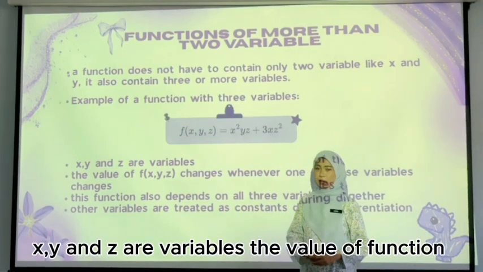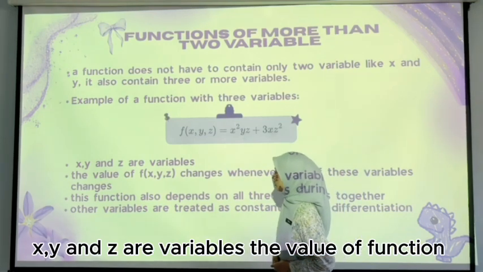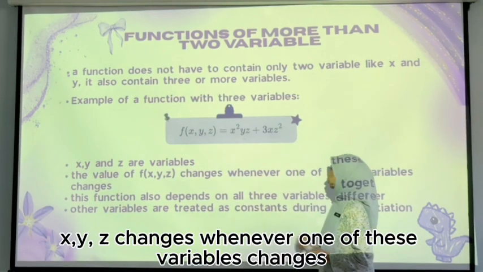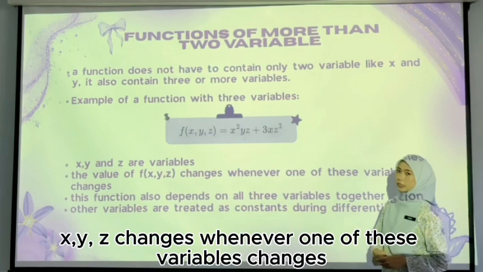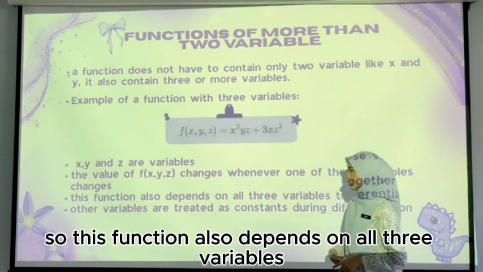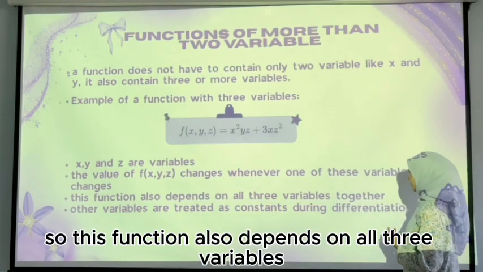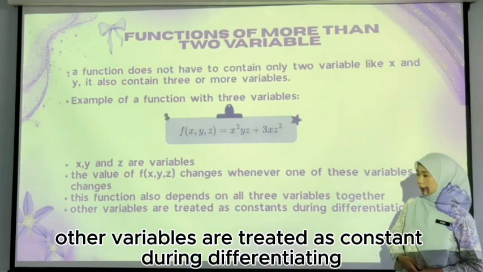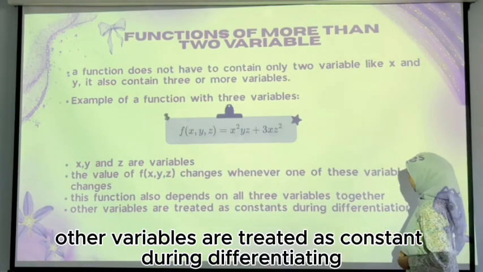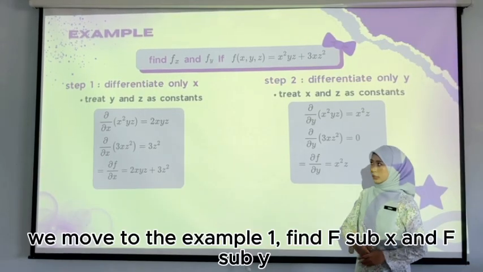x, y, and z are variables. The value of the function f(x, y, z) changes whenever one of these variables changes. So, this function also depends on all three variables together. Other variables are treated as constants during differentiation. Okay, we move to example 1.